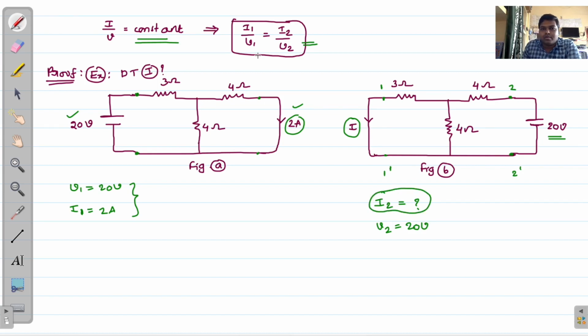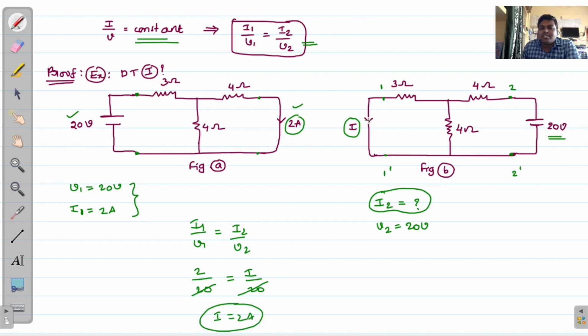According to our expression, I1 by V1 equals what? I2 by V2. Now if we substitute the values, 2 ampere by 20 volts equals I2 by 20. This is the answer, and I2 equals 2 ampere. That means in this response also, in this load also, you will get the same amount of current, right? According to our statement.